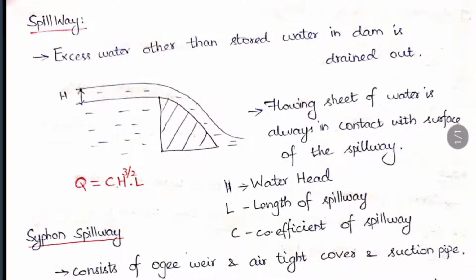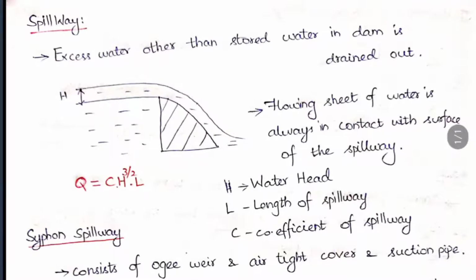Spillway is also just like a weir, where the excess water other than the stored water is removed. The same thing is done by a weir also, but the structure is different here. You can see the structure will be of a curved shape. They provide this shape so that the water will be in contact with that surface. This is actually the advantage of this spillway.